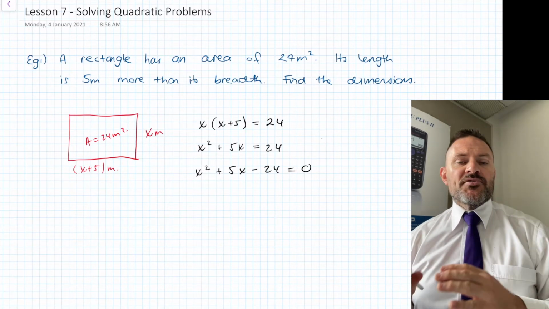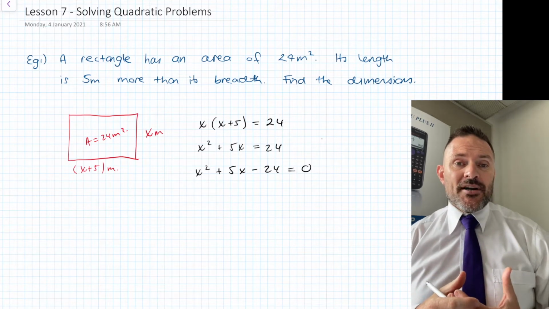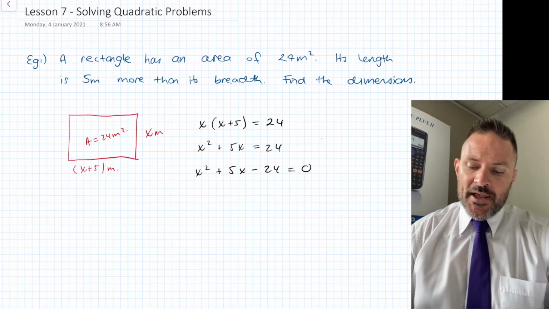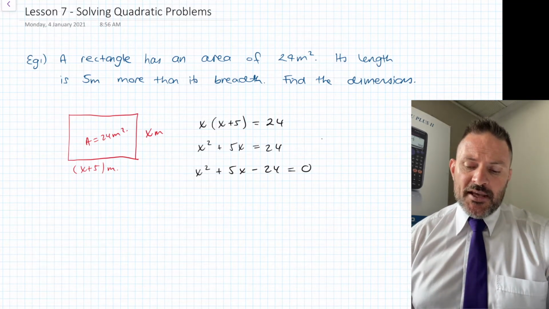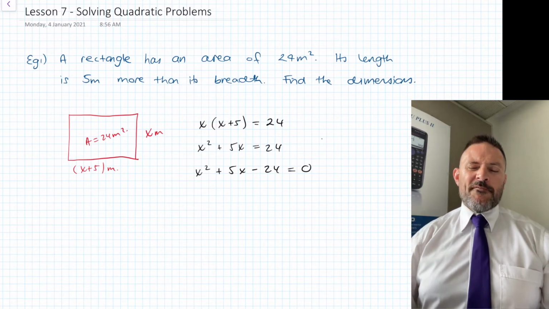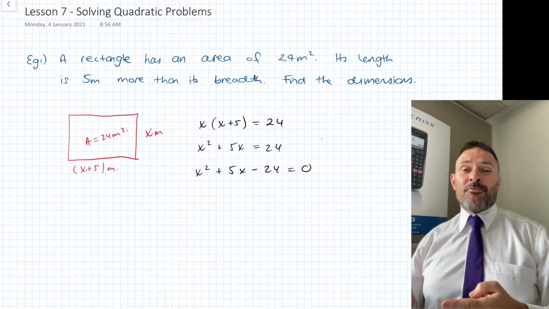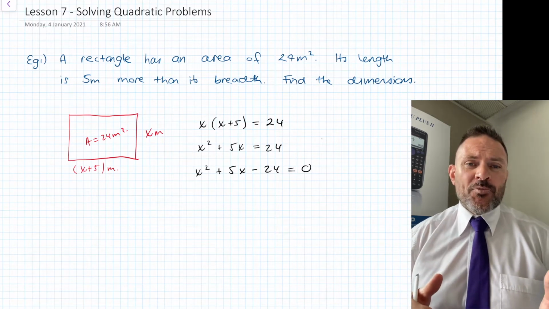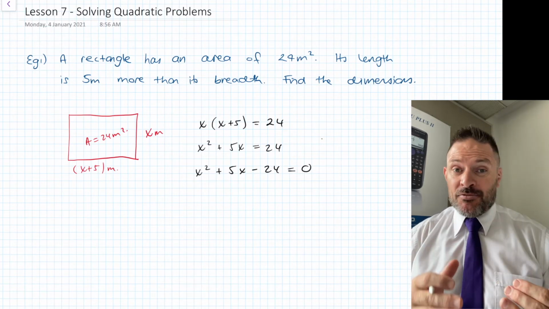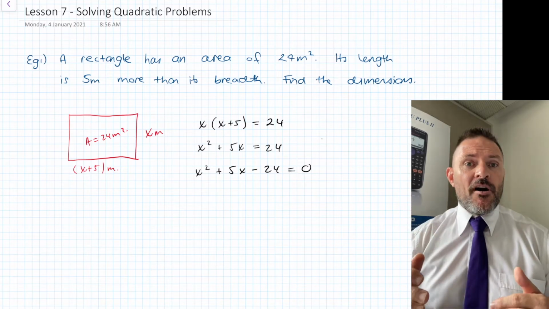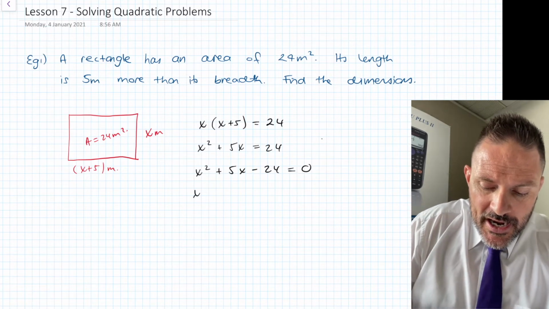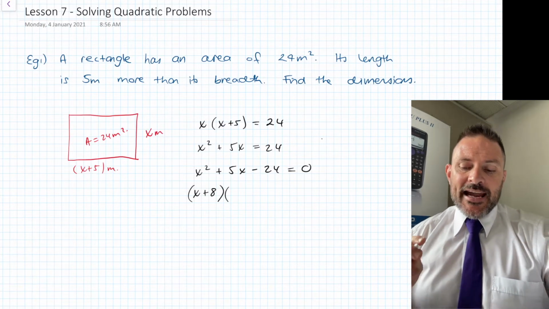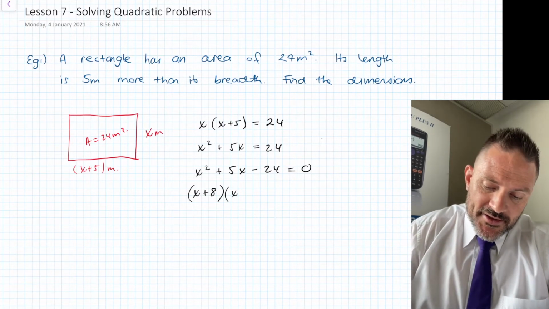So now that it equals 0, I can try and factorize it to come up with a null factor theorem style of question. Now, if I look at the factorization for this, again, I'm thinking about numbers. 24 is my product, so things like 8 and 3 and 6 and 4. Which of those two could make 5? Well, 6 and 4 can't, but 8 and 3 can make 5. 8 subtract 3 makes 5. So x plus 8, and x minus 3.